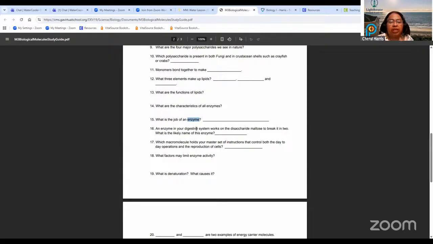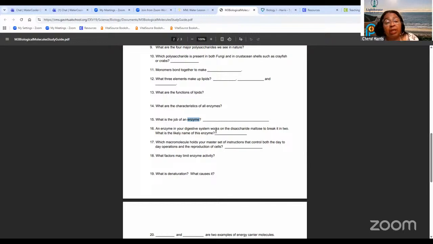All right, an enzyme in your digestive system works on a disaccharide called maltose. Maltose breaks into two. What is the likely name of the enzyme? Enzymes, like I said, are very specific to what they work on, so it's going to be named for the substance that it works on. If we're working on maltose, we change the ending to -ase, and it'll be maltase. So all enzymes end in -ase, and the front part will be whatever it is they're working on.